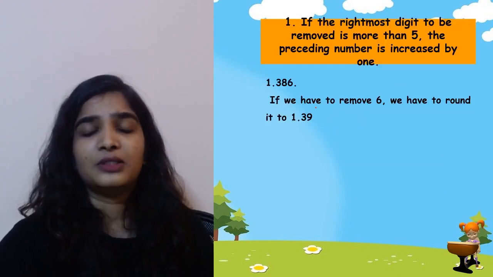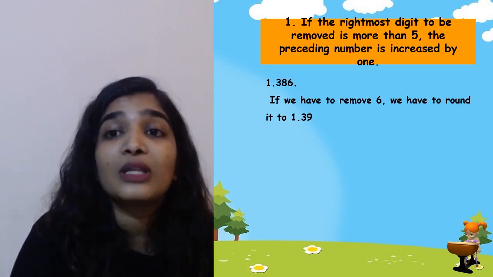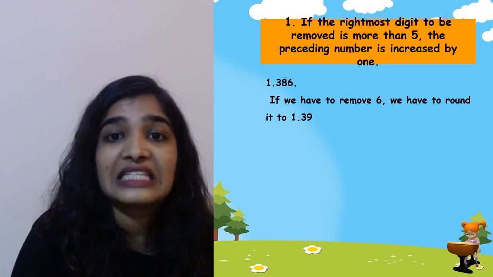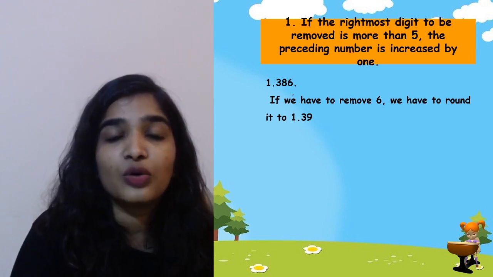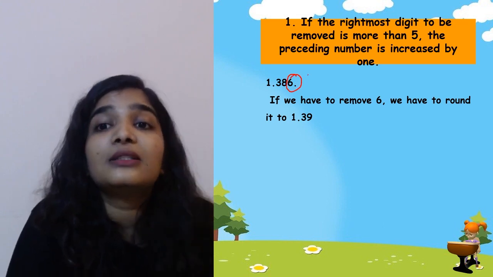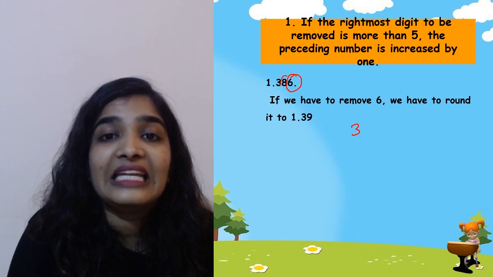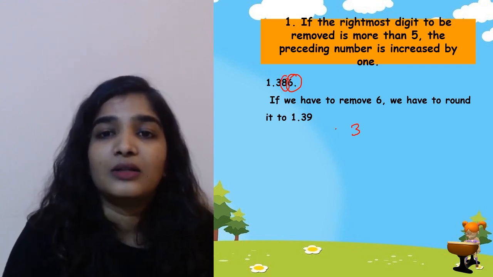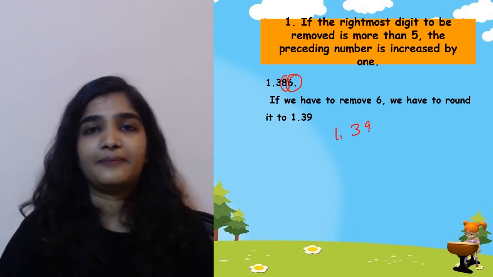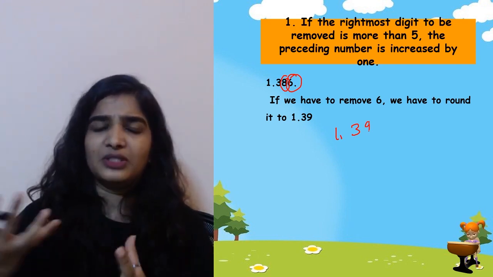Rounding off the numbers. So how do you round off the numbers? If the rightmost digit to be removed is more than 5, so here it is 1.386, right? So this 6 you want to round off. So 6 is more than 5, so you can increase the preceding number by 1. So it will be 1.39. So you don't want many numbers after the decimal point.